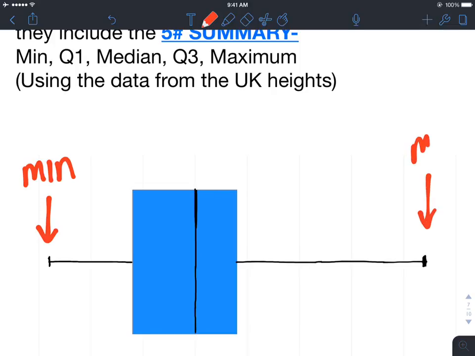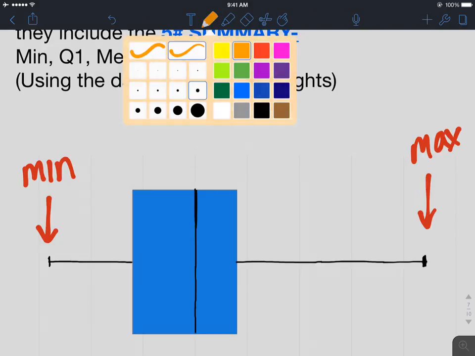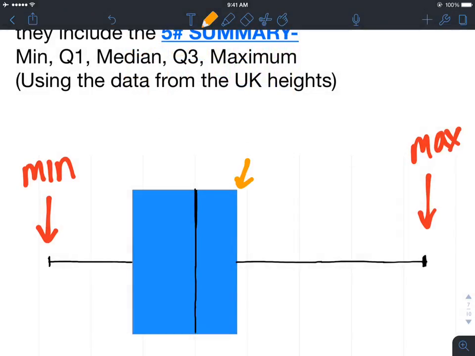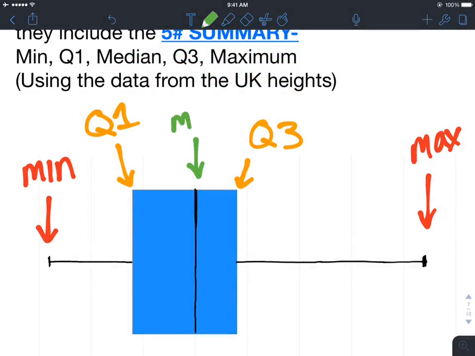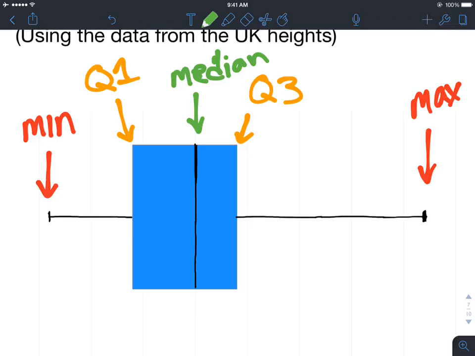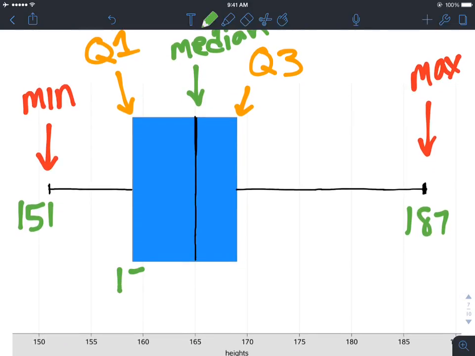This over here is our maximum. This edge of the box will be Q3. This edge of the box will be Q1. And in the center we will have our median. And the minimum is just the minimum value there. And if we pooled all the data, that was 151. Our maximum, we had a boy of 187 centimeters. And then I will give you the values here because we will learn how to do that on the calculator.